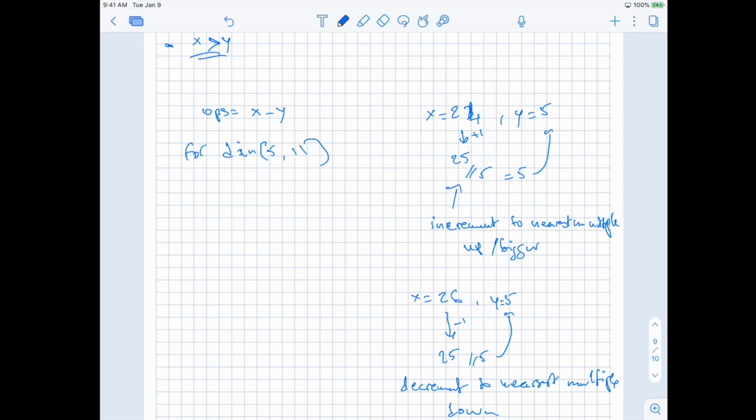Now I took the example of 5, but this applies equally well to 11. We will see another example, but this is the core idea here, that for the division we need it to be a multiple of 5 or a multiple of 11. And so the only two choices we have is, let's go down to the nearest multiple of 5 or 11 and then divide, or go up to the nearest multiple up of 11 or 5 and then divide. Okay, so that's the core idea here.